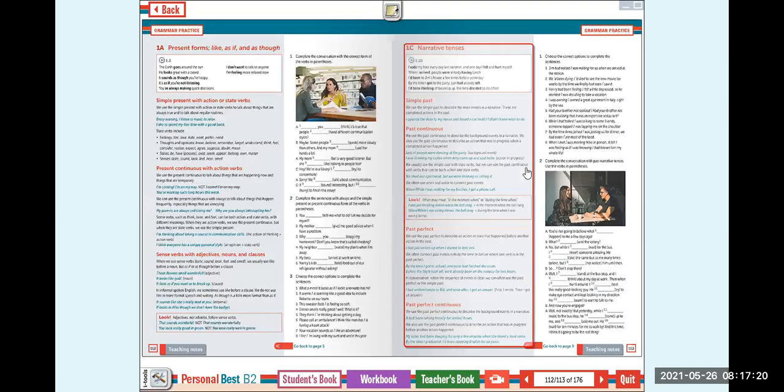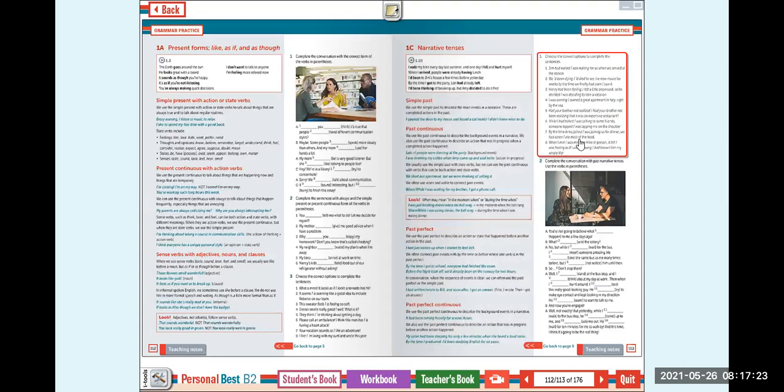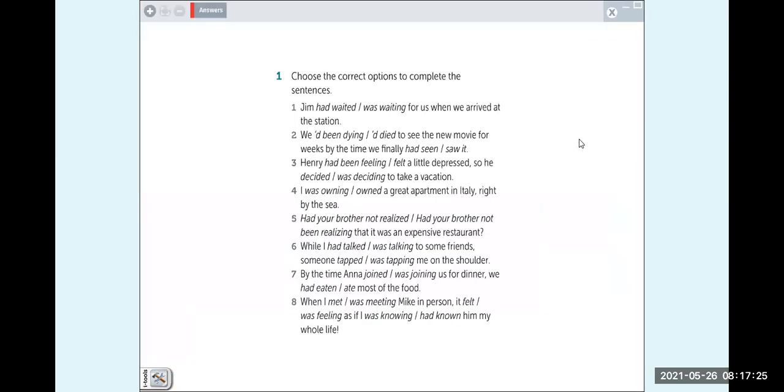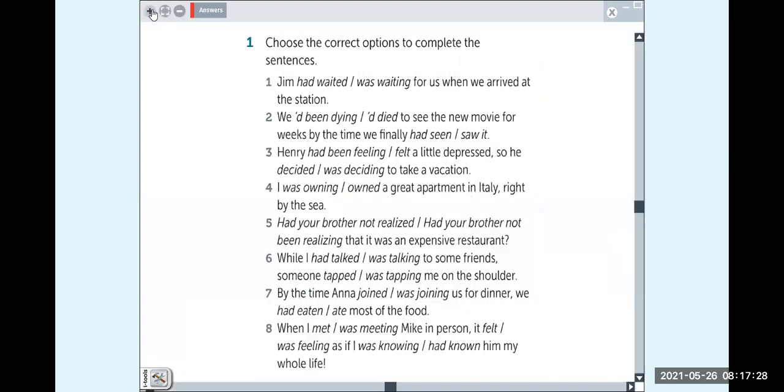Go to page 113, exercise number 1. Okay, so we are going to do this. We're going to complete the sentences, okay? Number 1, it says, Jim had waited or was waiting for us when we arrived at the station. Was waiting. Was waiting, right? Very good. Was waiting for us.